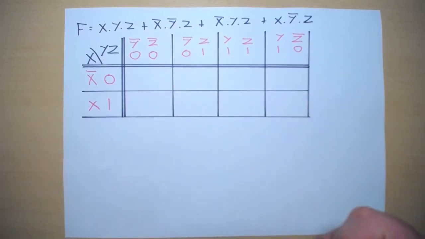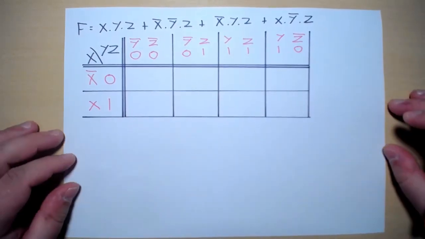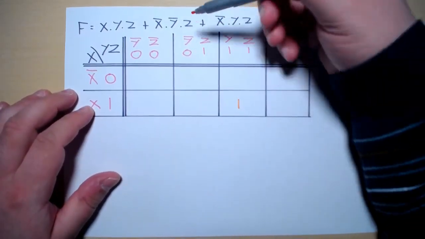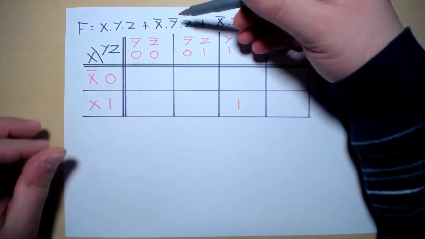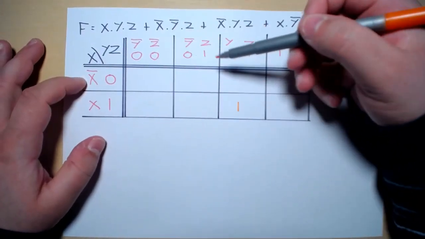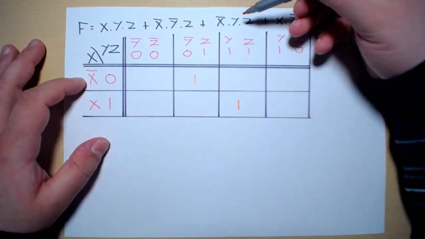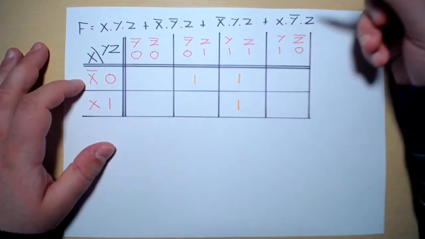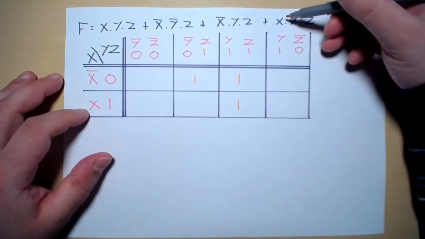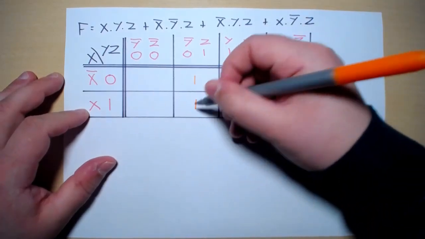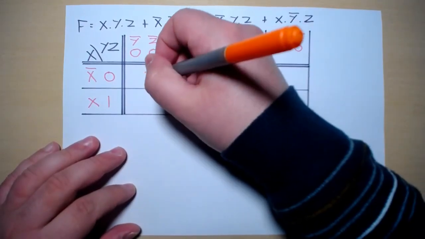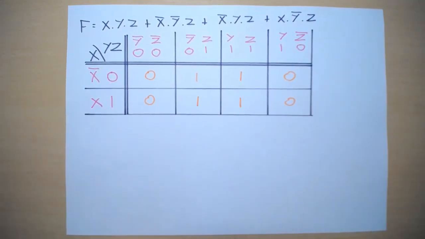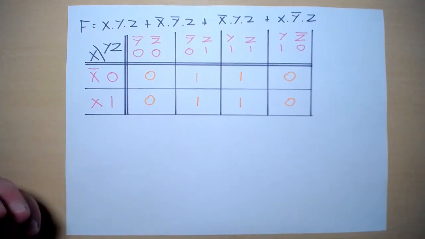Now I am going to fill in this Karnaugh map. So we have x, y, z, so x, y, z. Then we have x naught, y naught, z, so x naught, y naught, z. Then we have x naught, y, z, so x naught, y, z. And we have x, y naught, z. We fill in the empty cells with zeros, and now we can group this Karnaugh map.